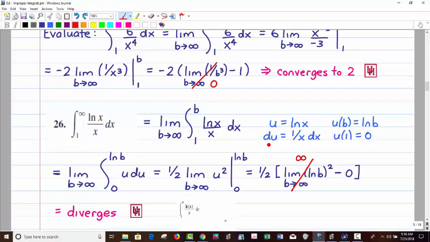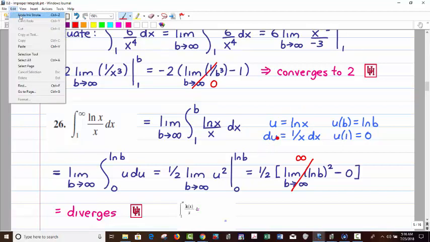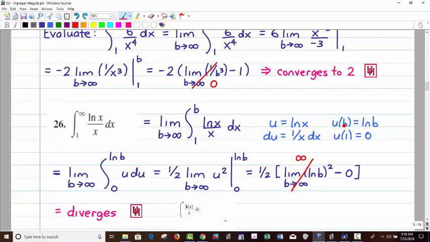Now I like changing my limits of integration. Be careful if you don't do that, because I see people that don't do it and they forget to change back to the original variable. That way I don't have to go back to my original variable anymore. I can stay with u. So u of b would just be ln of b. You plug 1 in there, natural log of 1 is 0, so u of 1 will be 0. So that means I can write this as the limit as b goes to infinity of the integral from 0 to ln of b, and now you just have u du. That's the new integral. So easy.